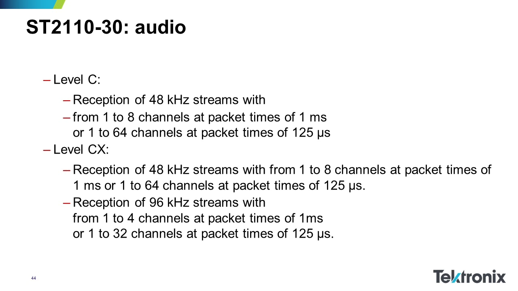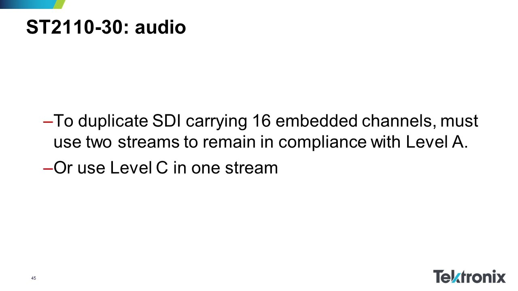We are currently supporting up to 16 channels in level C with the Prism right now, so we can do single channels all the way up to 16 channels at the moment. So to duplicate SDI, like I said, to carry 16 embedded channels, we must use two streams to be compliant with level A, or we can use one level C stream at a much higher packet interval.